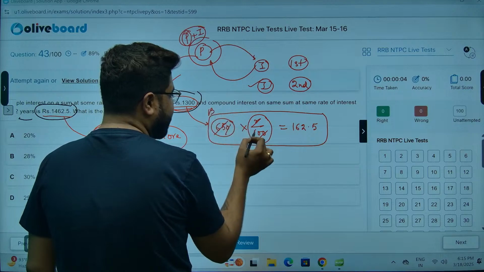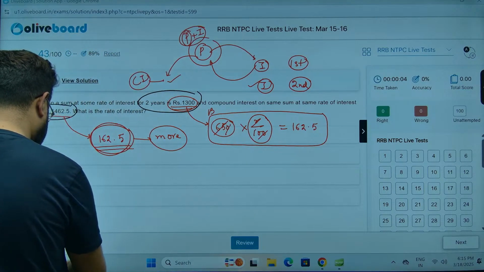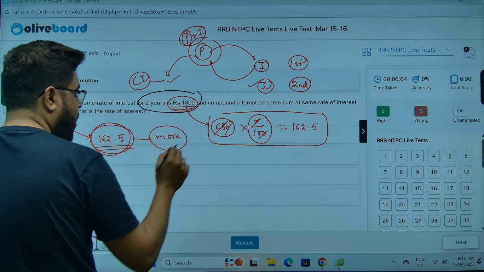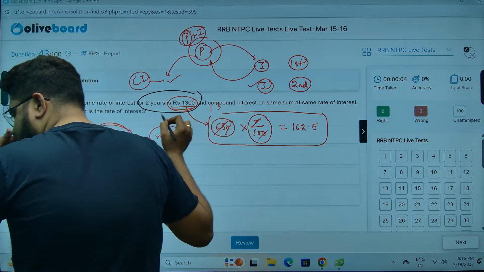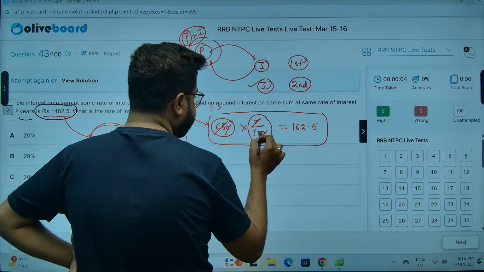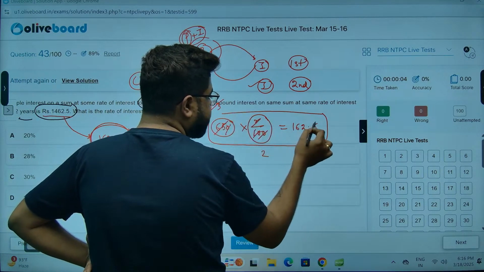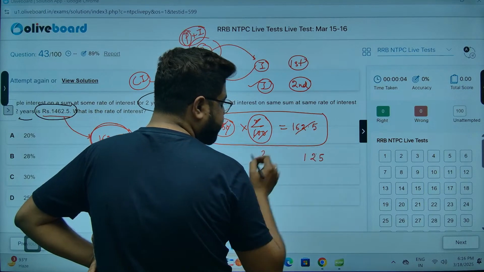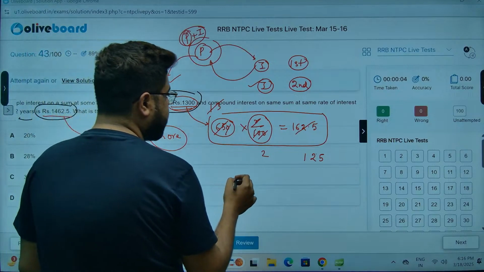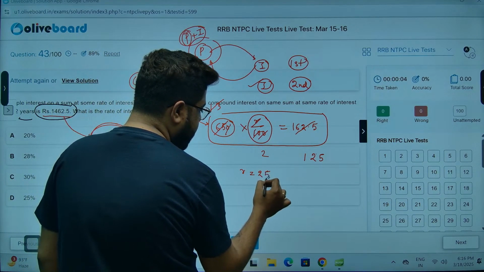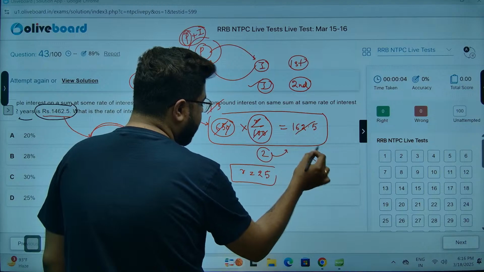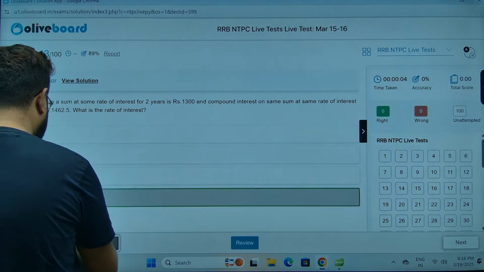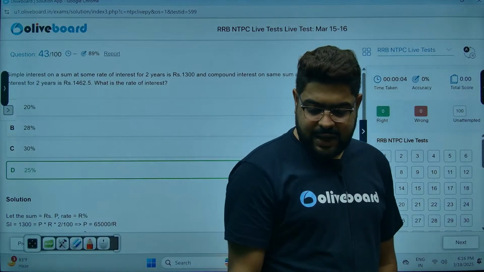Okay. 5 13s are this. 5 2s are this. 13 ones are this, 13 twos are this, 13 fives are this. Right? And sir, this R is at 25%. This 2 will go that side. 12.5 into 2 is 25. Option number D, sir. Option number D. Okay, sir.